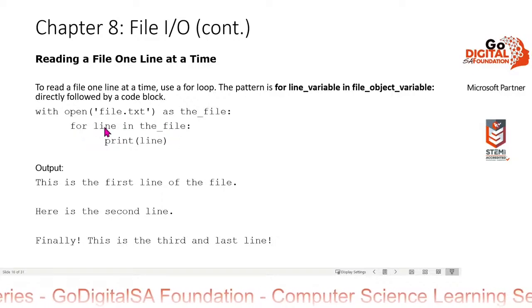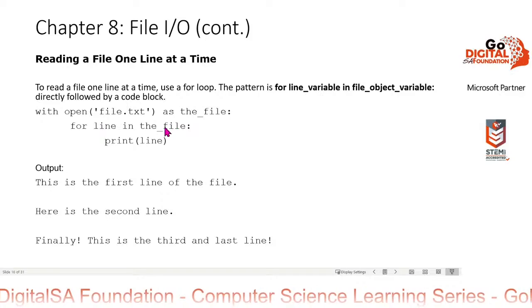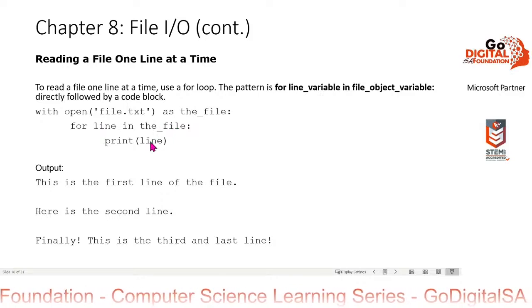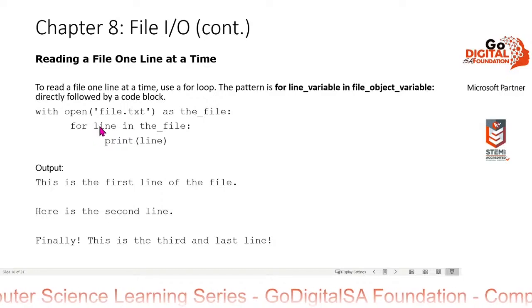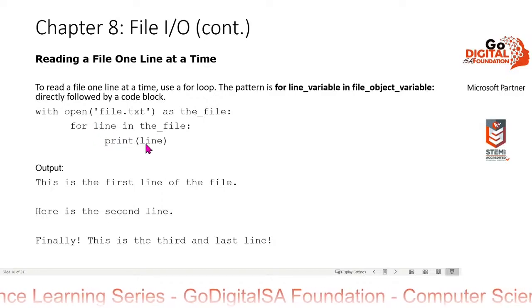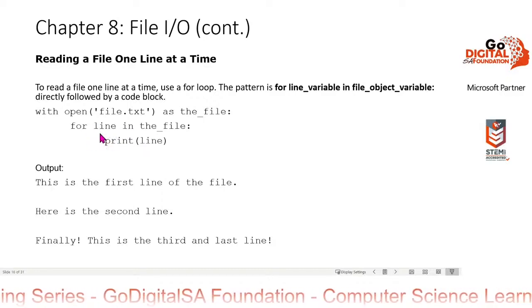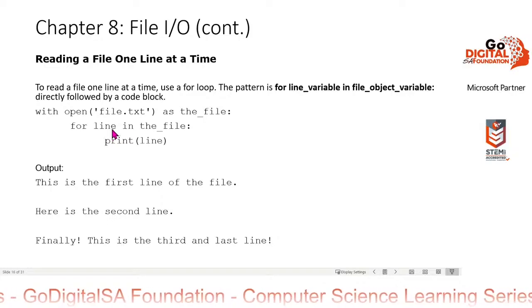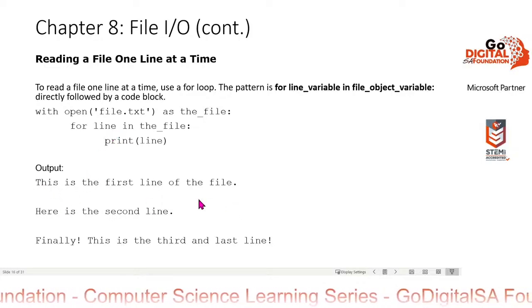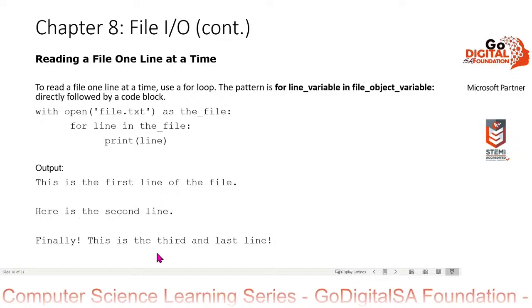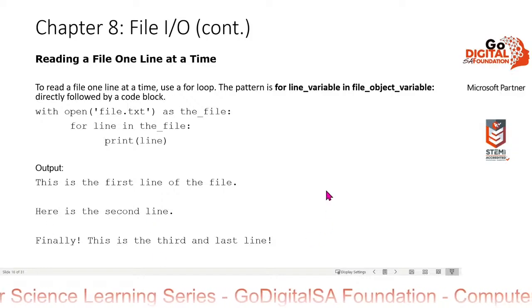So line is now going to be one line in the file. We print line. Okay, and because this is a for loop, if there's another line in the file, it will then print the next line. And it will keep on doing this until it reaches the end of the file. Okay, so the output of this is the first line of the file, here's the second line of the file, finally this is the third and last line.